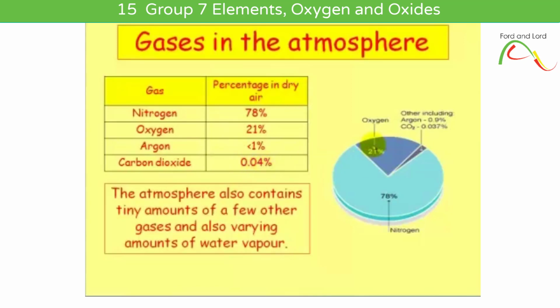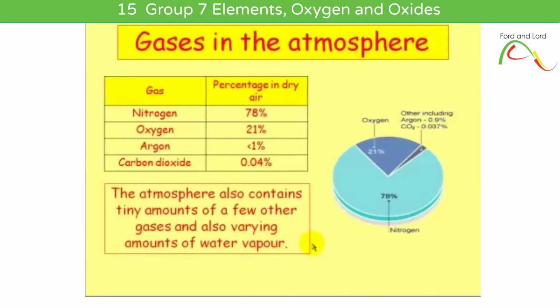And carbon dioxide, an amazingly small amount, 0.04%. And over here, we've got it in pie chart form: 78%, 21%, argon 0.9, CO2 0.037, that's 0.04, isn't it? Now the atmosphere also contains tiny amounts of a few other gases, and also, depending on where you are, varying amounts of water vapor.